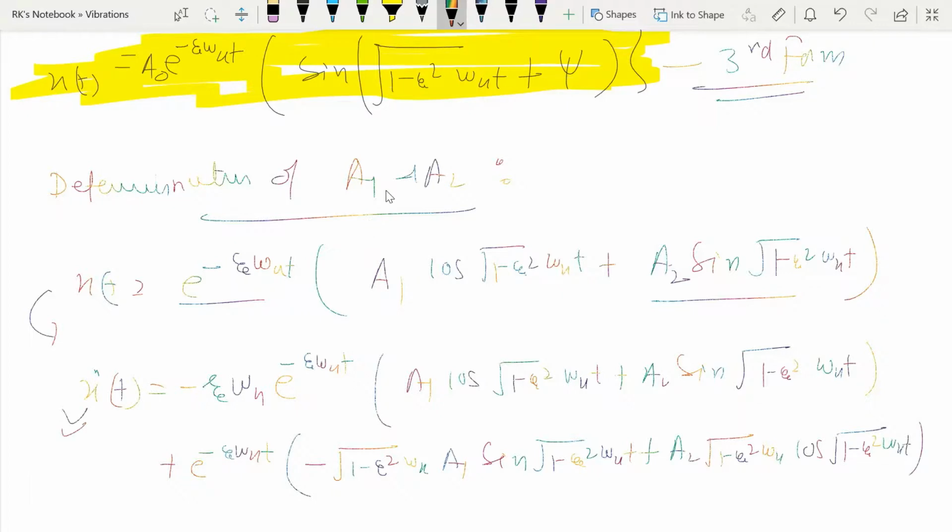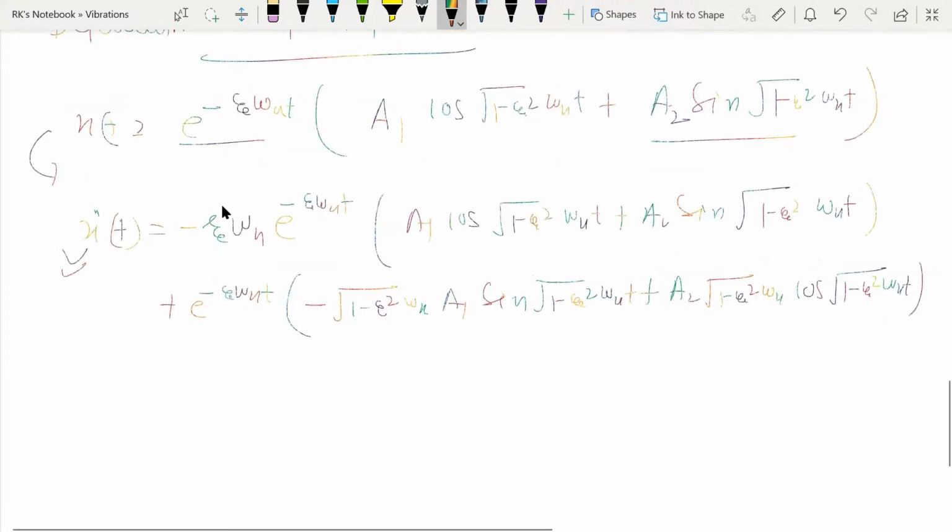Now we use the initial conditions on these two equations. This is the displacement equation and this is the velocity equation, and our initial conditions are x at t equals 0 is x naught, and x dot at t equals 0 is x naught dot. So we put t equals 0 in these equations. First we'll apply the displacement initial condition, so this is x naught.